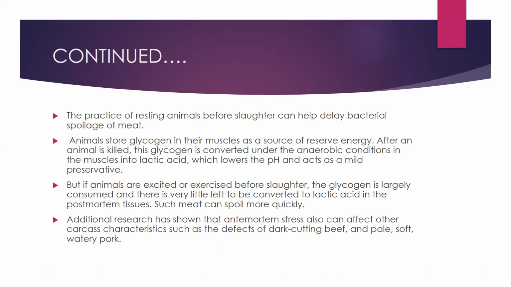But think if the animal is exercised too much or it is excited before slaughter, then this glycogen is largely consumed, and there is very little glycogen left, which would be converted to lactic acid after slaughtering. And this would lead to low formation of lactic acid, which will not lower the pH as much as it would need to act as a preservative. And therefore, such kinds of meats spoil more quickly.